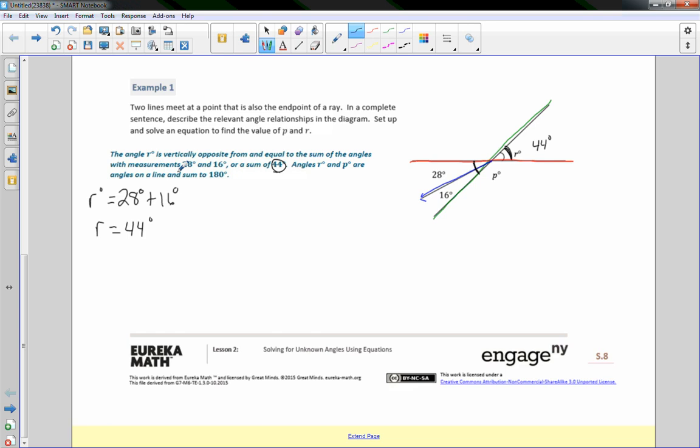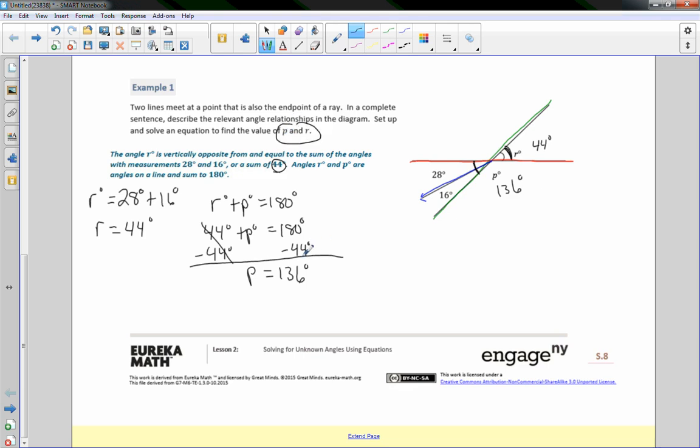Then it says angle R and P are angles on a line that add up to 180. So R and P are angles on this line. They add up to 180. So angle R plus angle P equals 180 degrees. Well, we've already found R. That was 44 degrees, plus P degrees equals 180 degrees. Subtract 44 degrees to get P by itself. 44 minus 44 is 0, and I get P equals 180 minus 44, which is 136 degrees. So P is 136 degrees. We found the value for P and R. P is 136, R is 44.